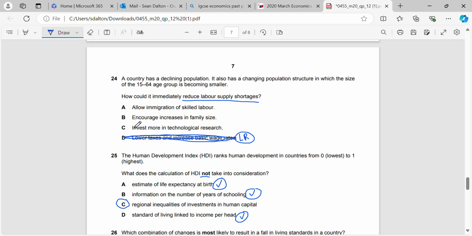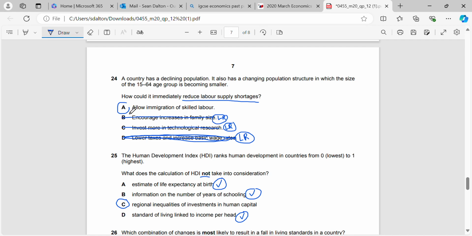Invest in more technological research. Again, that might allow us to move our AS to the right, but that's also going to be long run. It takes a long time to research the technology and then to implement it. And encouraging increases in family size is another long run effect. It may help us to reduce labour supply shortages in the future, but it's going to take 20 years for those new babies to enter the workforce.